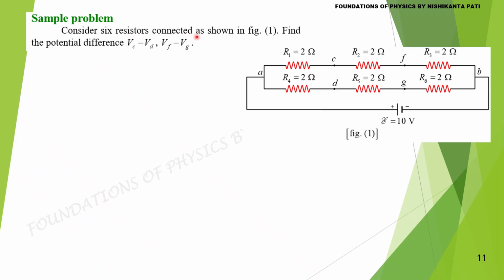Consider 6 resistors connected as shown in the figure. Find the potential difference Vc minus Vd and Vf minus Vg.